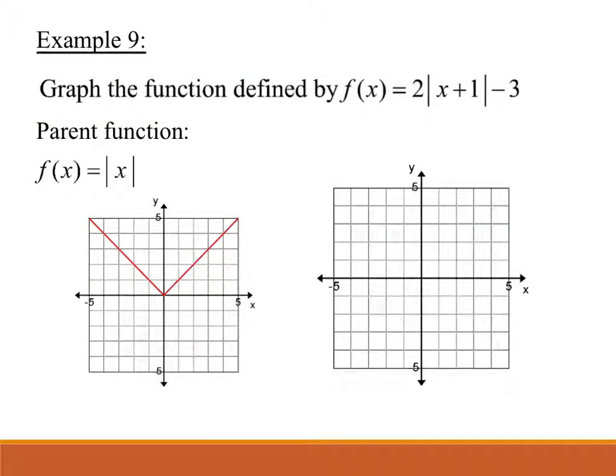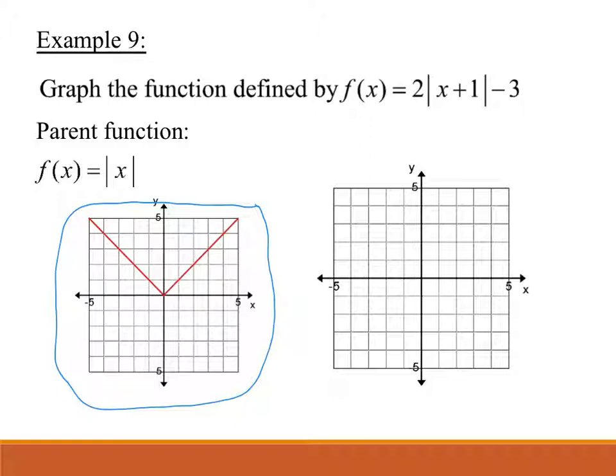Yes, so in example 9, we're going to graph the function defined by f of x is equal to 2 times the absolute value of x plus 1, minus 3. So we will notice that the parent function is f of x is equal to the absolute value of x. And we note that our function looks like this. We see that the vertex is at 0, 0.